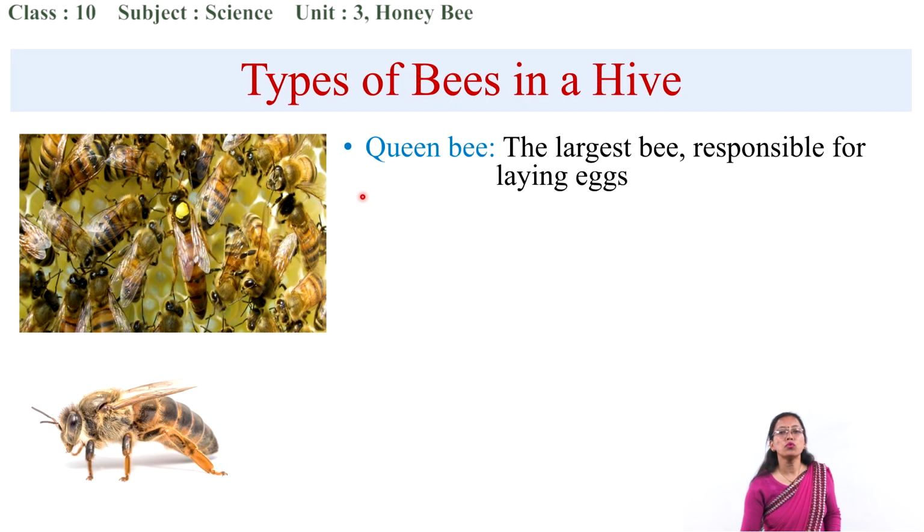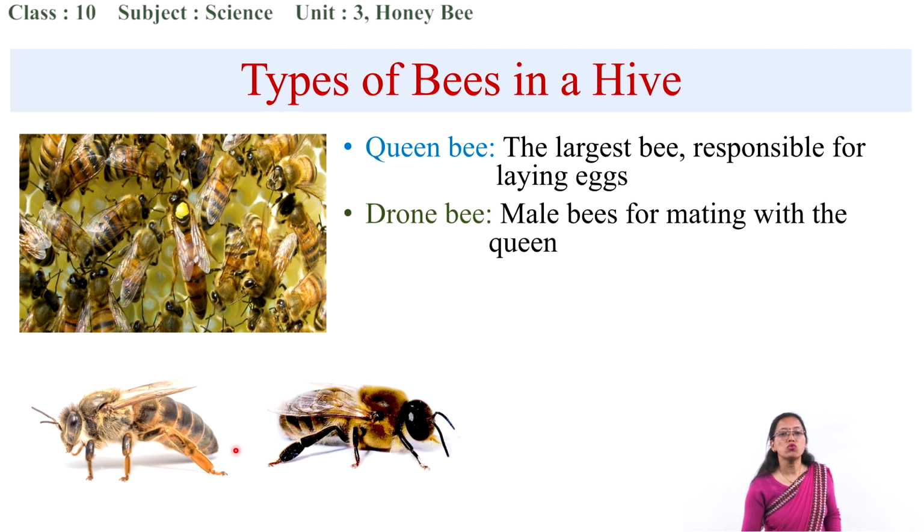First one is the queen bee. Here in this colony also we can identify the queen bee. See, there are so many bees. Out of that, one is somewhat elongated. It is different from others. It is elongated and smooth. This is the queen bee. Its size is somewhat larger. It is the largest one we can say, and it is responsible for laying eggs. This queen bee lays eggs.